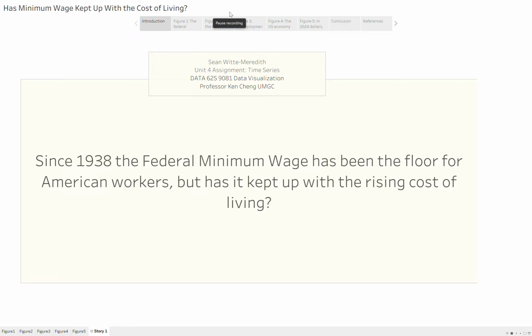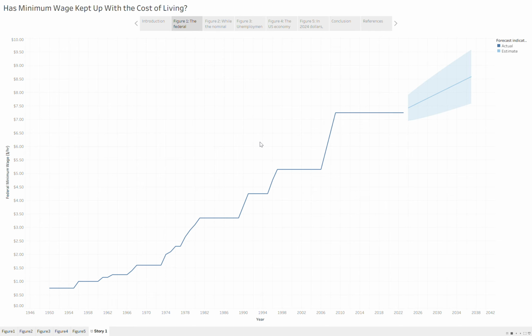This assignment seeks to answer one main question. Has federal minimum wage kept up with the cost of living? The short answer is no, but let's take a look at the data and see what it shows. Our first figure shows minimum wage over time. You can see from 1950 all the way up to 2024.